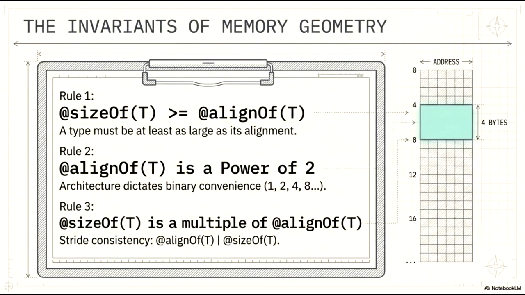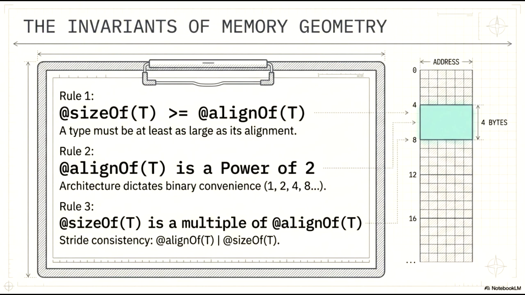Rule 2 requires that the alignment of a type must be a power of 2, such as 1, 2, 4, or 8. This is driven by architectural necessity, as binary aligned addresses allow for significantly faster memory access and simpler hardware logic during address calculation.